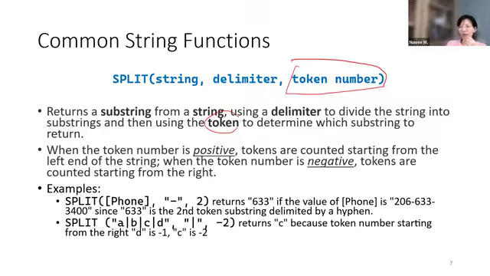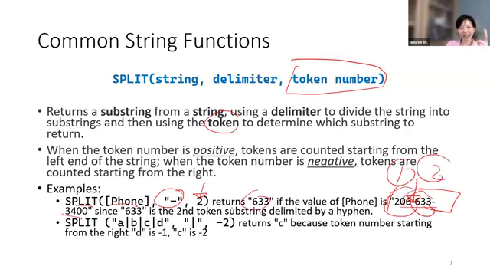But if the token number is a negative number, it will start from the right end of the string. For example, if I have a telephone number like this, 206-633-3400, and I want to split by this hyphen, I say split phone using hyphen, and I want token number 2. That means this is token number 1, this is token number 2. So I will get 633 here.